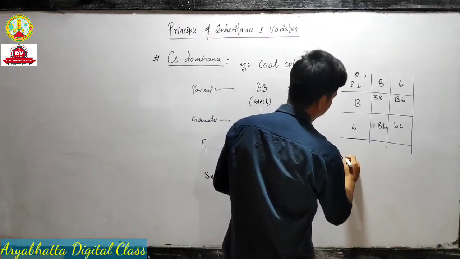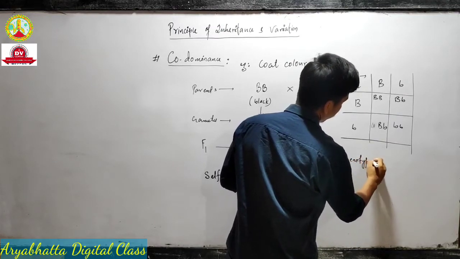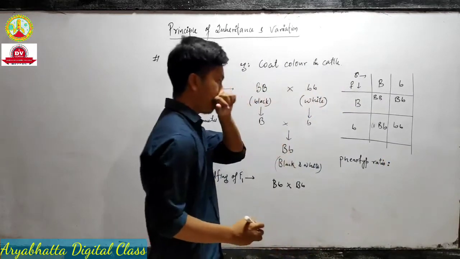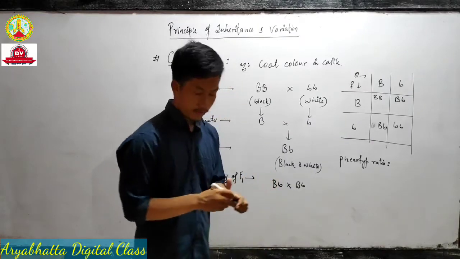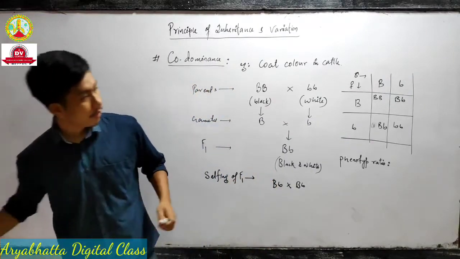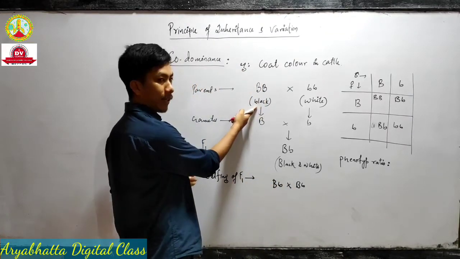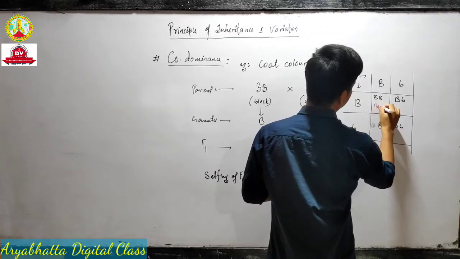Now find out the phenotypic ratio. Phenotypic ratio means external appearance, right? External appearance, what we see from outside. So now you find it out. The first one, that is 2 capital B are there. That means it indicates black. 2 capital B, 2 capital B. So this one is our black.